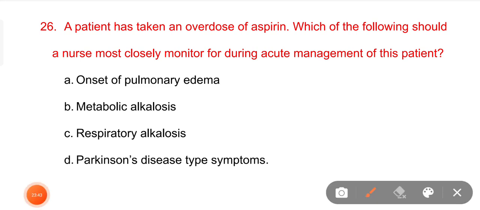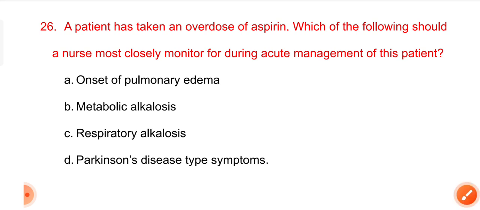The right option is option D. So, in the case of overdose of aspirin medication, we can see Parkinson disease type of symptoms in the patient.